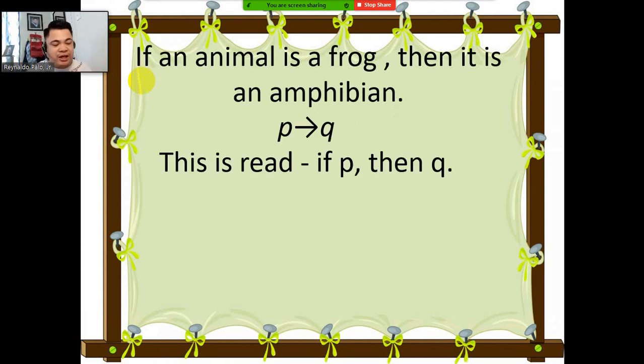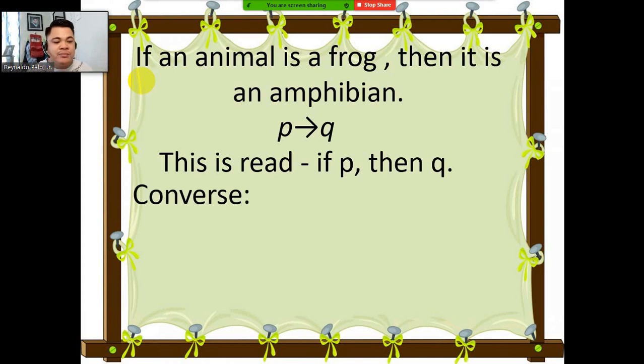This is the implies symbol: P implies Q, or if P then Q. P is the hypothesis and Q is the conclusion. The hypothesis is a frog, and the conclusion is an amphibian. Just interchange those. And remember that after the if part, you're not allowed to use a pronoun; rather, you will be using a proper noun or noun.